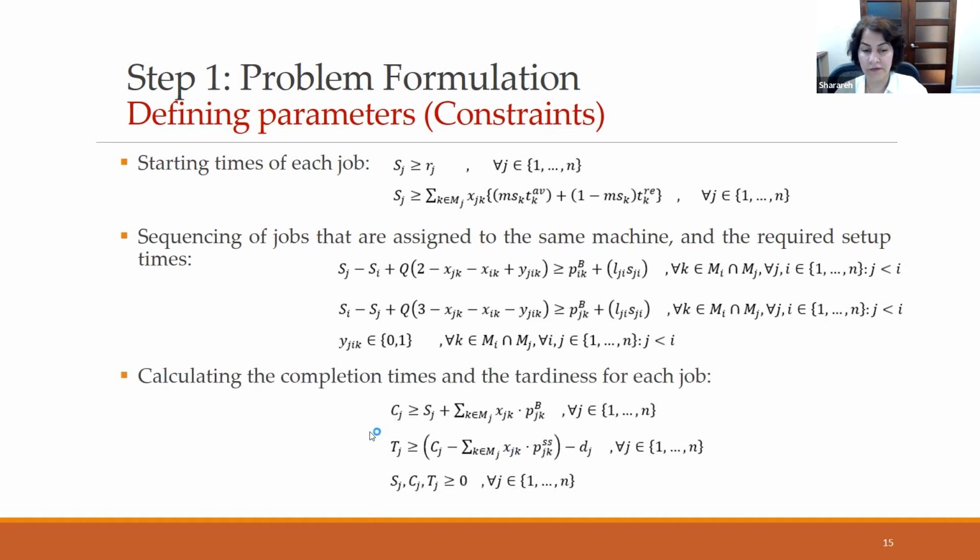And finally, this set of constraints takes care of the completion time, making sure the completion time is greater than or equal to the start time plus the processing time. And the tardiness is the difference between the completion time and the due date, with the exclusion of the time required for producing safety stock.